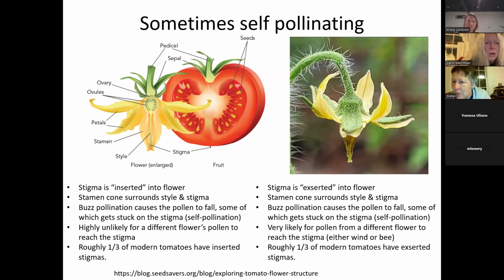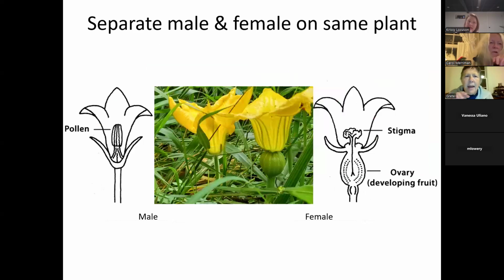And lacking a bumblebee, if you're doing this in your living room, you can also use an electric toothbrush. It's about the right frequency. Squash have male and female flowers on the same plant. And that's a picture of a male on the left and a female on the right.